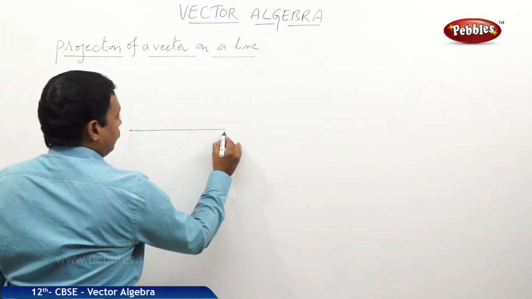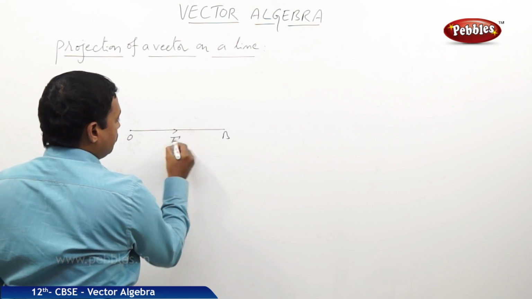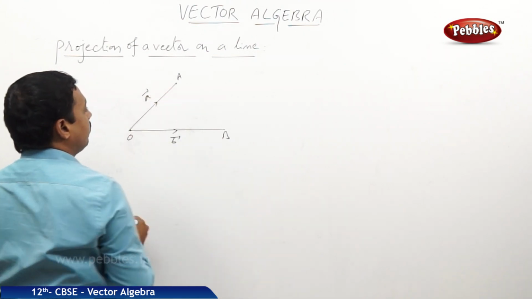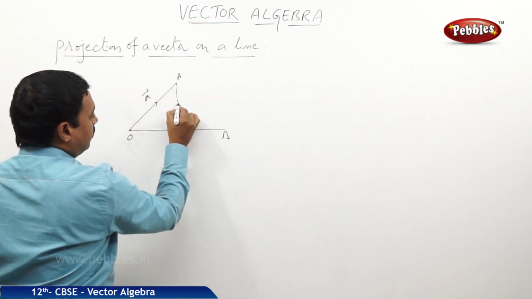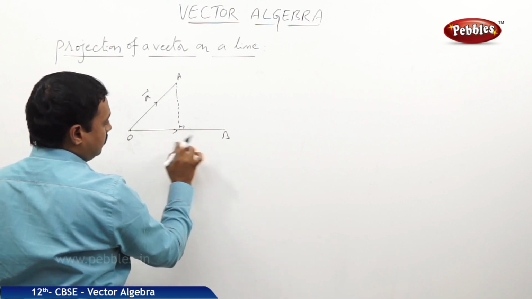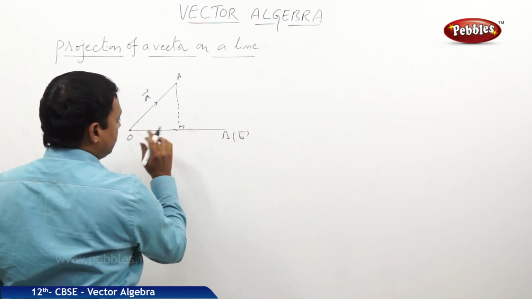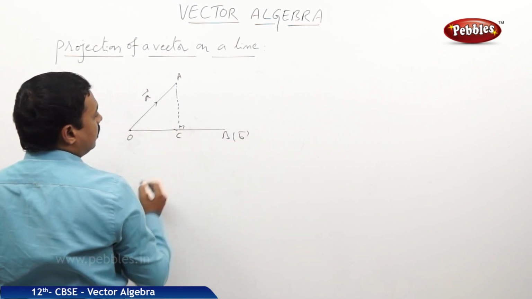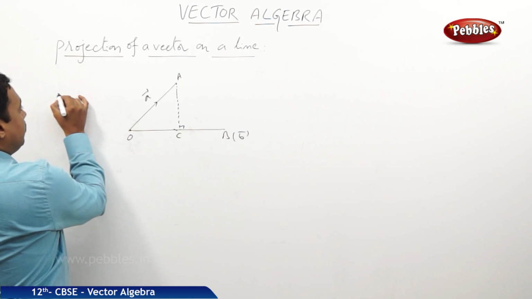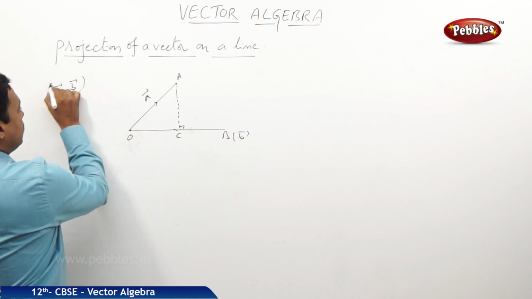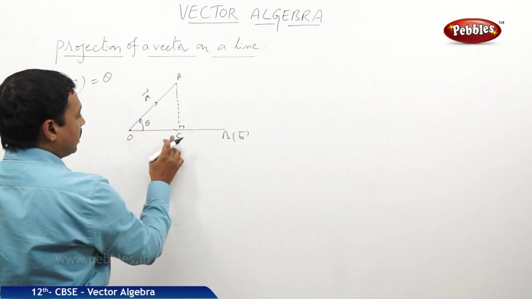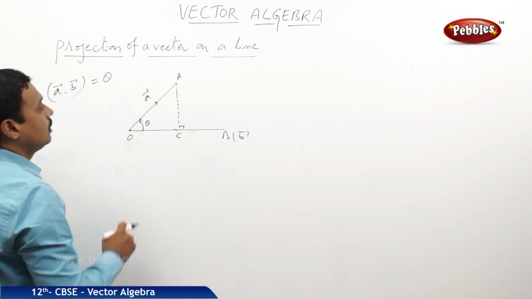OB bar has the position vector B bar, OA bar has the position vector A bar, and this is the perpendicular, let it be B vector, and consider the point C here. Now AC is perpendicular to AB. Suppose the angle between the two vectors A bar, B bar is equal to theta. Now the vector OC is called the projection of A vector on B bar.